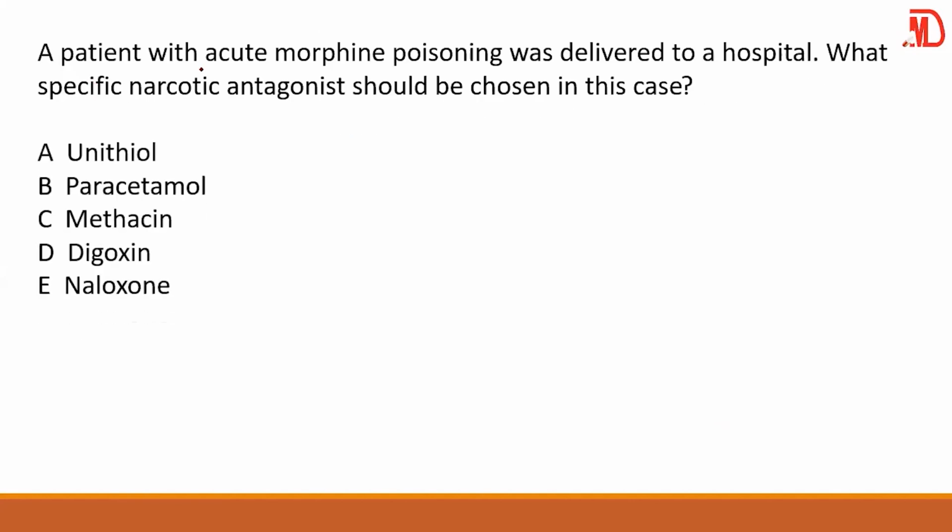Good. So a patient with acute morphine poisoning. Morphine is a narcotic drug. How does it interact? Of course, through opioid receptors. And if you can remember, for opioid or morphine intoxication, what do you give? Naloxone. Now with glutathione, you are thinking of metals or heavy metals like mercury, like lead, like arsenic.